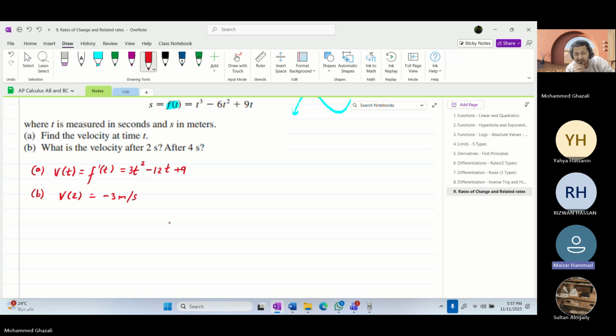If he wants the acceleration, do we find the second derivative or do we just find the derivative of the velocity? It's the same thing as saying find the second derivative of the f prime function. So technically we differentiate the velocity. Yes. Okay. Right, someone had a question?